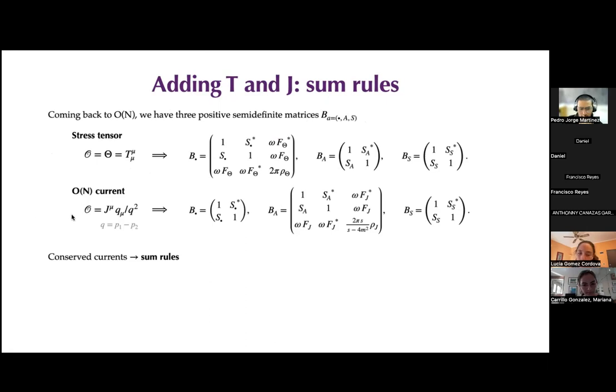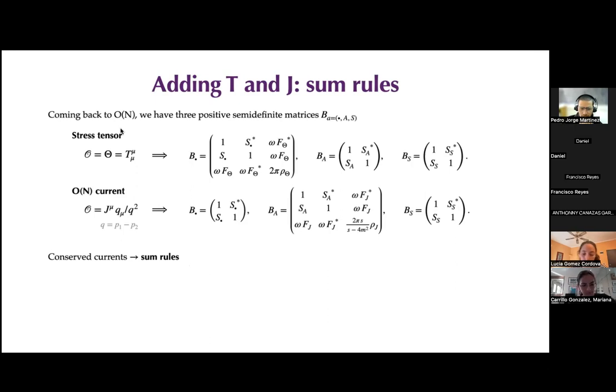And we will also use the ON current, some scalar made out of it. And the currents are in the adjoint of the group, so they talk to the antisymmetric channel here. So you would have a bigger 3 by 3 matrix for this channel if you include the ON current. And why do we use the stress tensor and ON current? Well, in a sense, it's very natural because we're dealing with QFT. We expect to have a stress tensor, and with ON, so we should have a current for this symmetry.